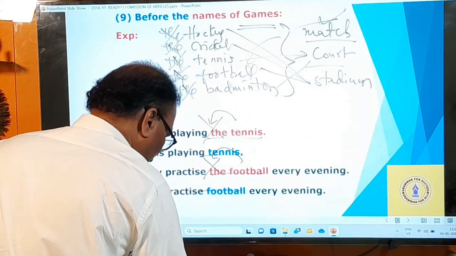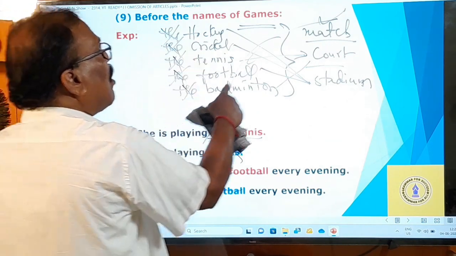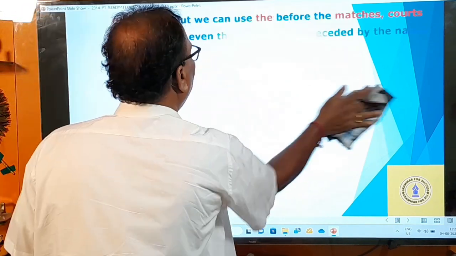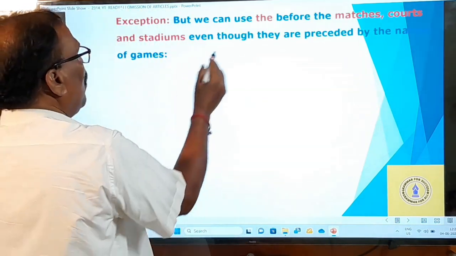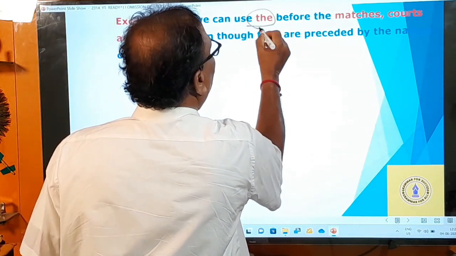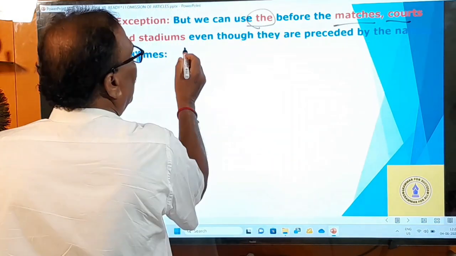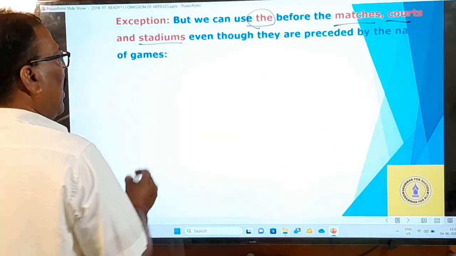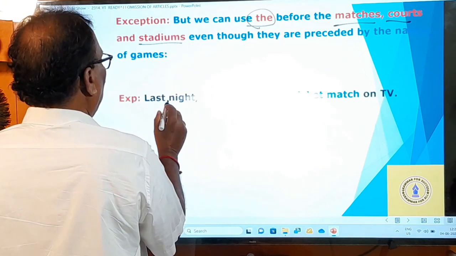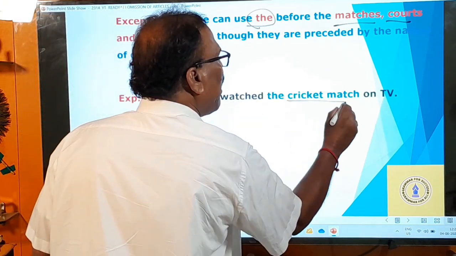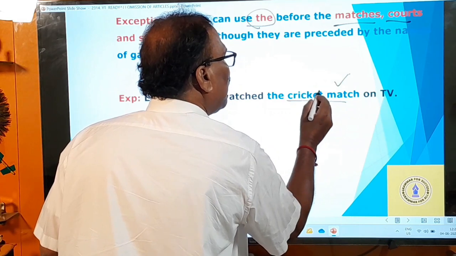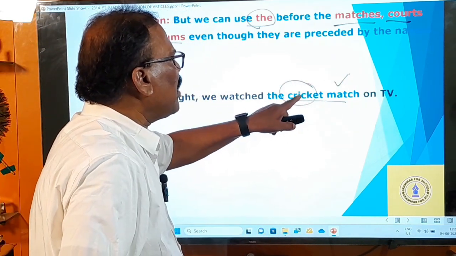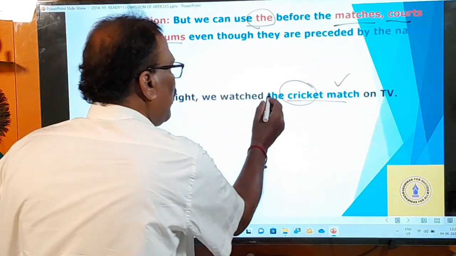So whenever these names of games are used with these things, you can use the definite article. Right. Just now I have explained it to you. We can use the whenever we use them with matches, courts, stadiums, even though they are preceded by the names of games. For example, here you see that last night we watched the cricket match. Here we are talking about this match and not about only cricket. We are not just talking about cricket, but we are talking about this match. That's why we are using this one.